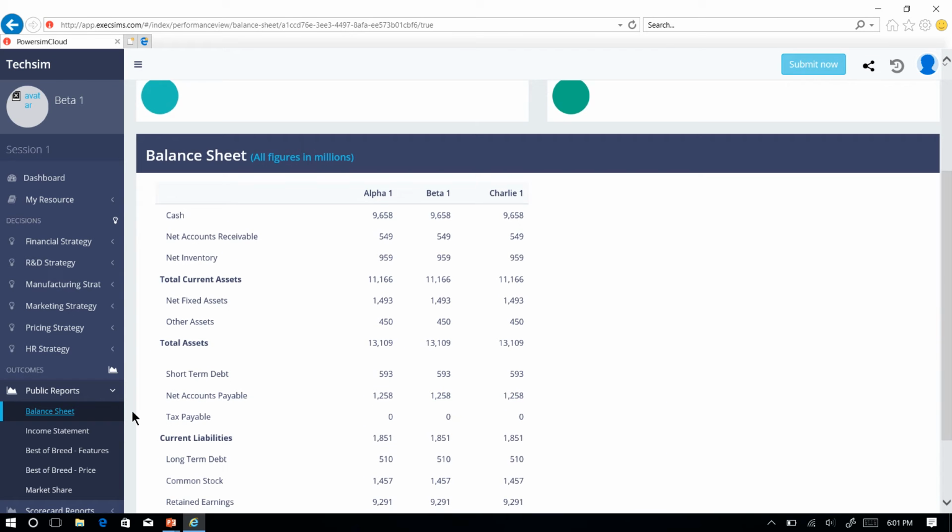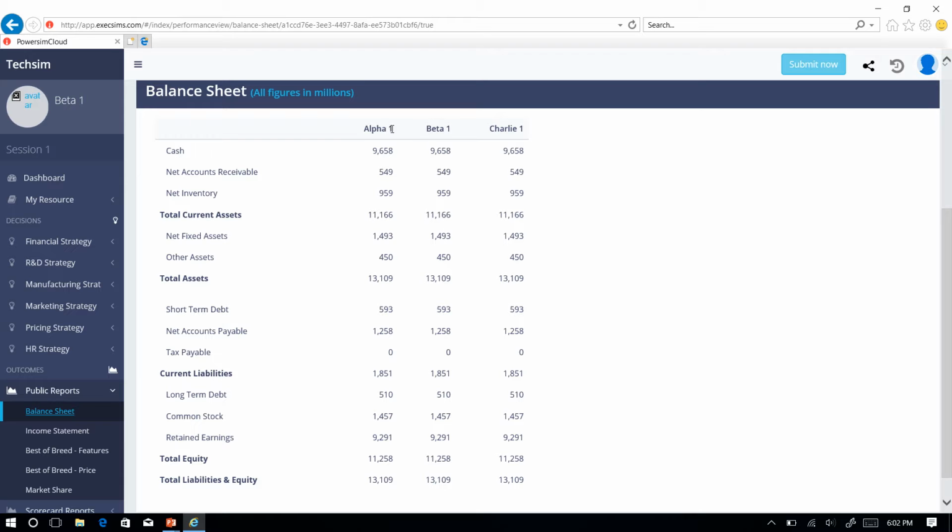And so under balance sheet, we have information for the three teams, Alpha 1, Beta 1, and Charlie 1, that are taking part in this current session. And if you look, you can see the numbers are actually the same for each team, and that is because this specific session is a trial session in which none of the decisions were changed between any of the teams. So anyways, under balance sheet, you can view the assets, liabilities, and equities of each of the three teams. And they're broken down into other smaller areas like the debts and stocks and inventories.